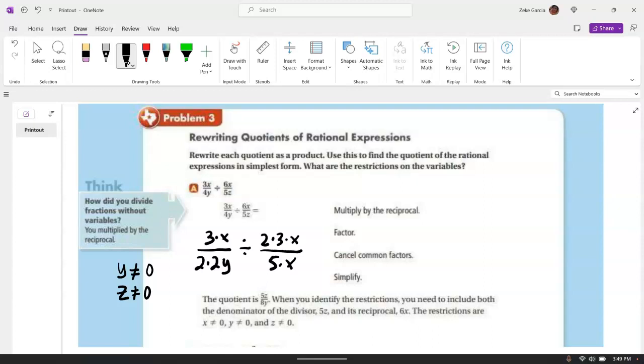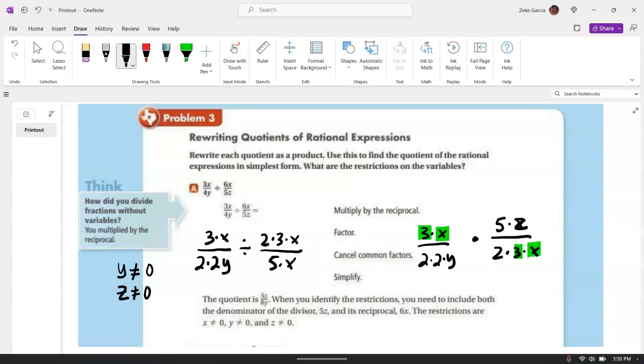Remember that when you're dividing fractions, you're going to have to change it to multiplication. In the second fraction, you're going to have to find the reciprocal. So you have 3 times x over 2 times 2 times y, times 5 times z over 2 times 3 times x. And you notice we have the 3 here and the 3 here. We have the x here and the x here. Now this right here was z, not x, it's z.